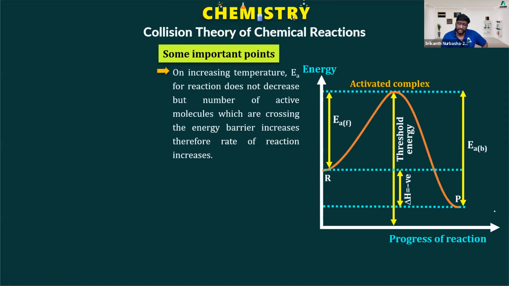Same graph, reactant to product, threshold energy. If you increase temperature, also same graph. The path is not going to change. Only thing is the number of molecules having energy greater than activation energy will be high. Right?